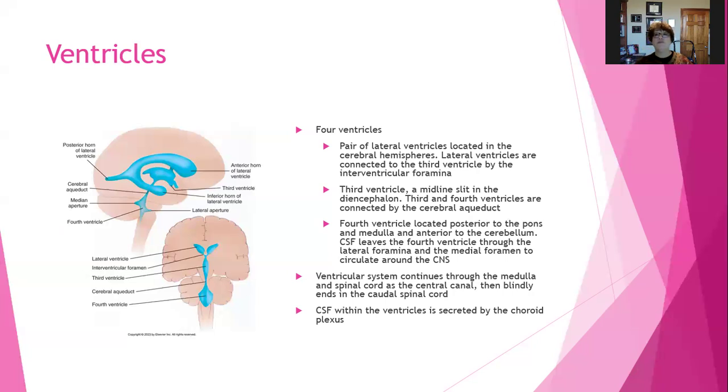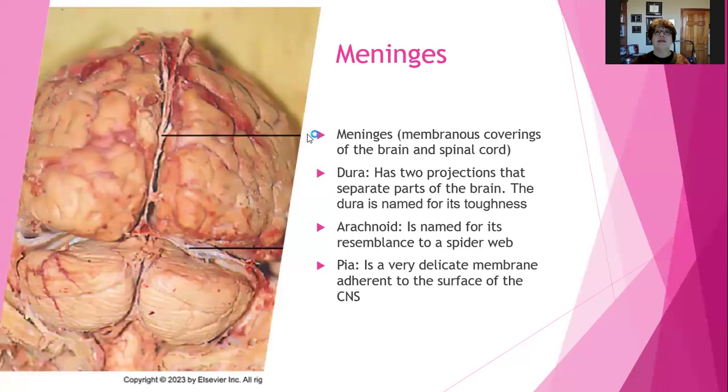The fluid within the ventricles is secreted by tissues called the choroid plexus. The meninges are the membranous coverings of the brain and spinal cord, and there are 3 layers. The dura mater, dura means tough, so it's named for its toughness. It has 2 projections that separate the parts of the brain. The arachnoid is named for its resemblance to a spider web. It's more webby than the dura mater. And the pia mater is a very delicate membrane that adheres to the surface of the central nervous system.